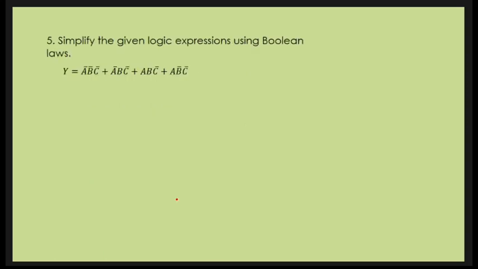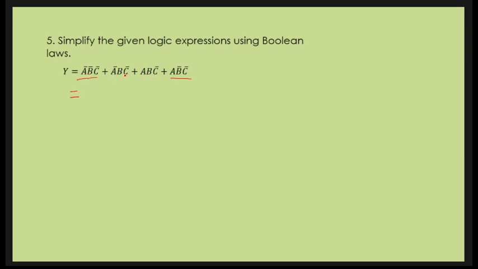Let us move towards the next example. Here we are given one Boolean expression and we have to simplify it. RHS is not given, but we have to simplify it to its simplest form using Boolean laws. So let us observe the given expression and let us see how we can take terms common. If you observe this, in the first term and last term, B bar C can be common and A bar plus A will remain.